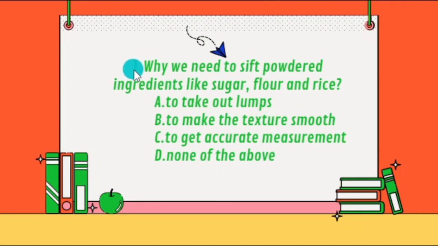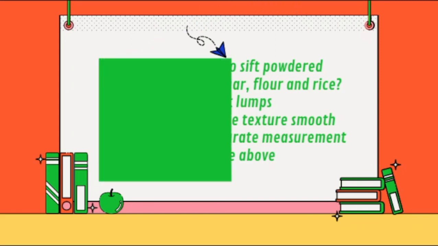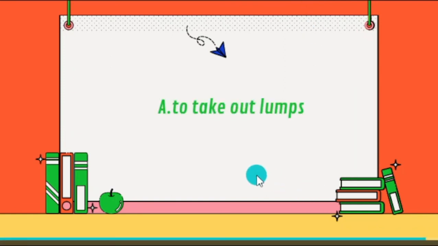Number 3. Why do we need to sift powdered ingredients like sugar and flour? A, to take out lumps, B, to make the texture smooth, C, to get accurate measurement, or D, none of the above. What's your answer? Ta-da! The correct answer is to take out lumps.